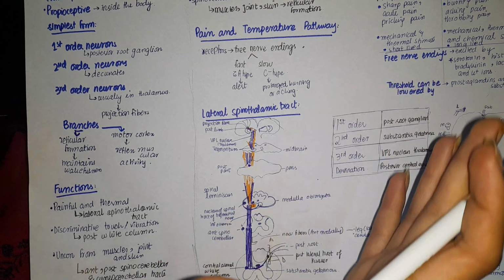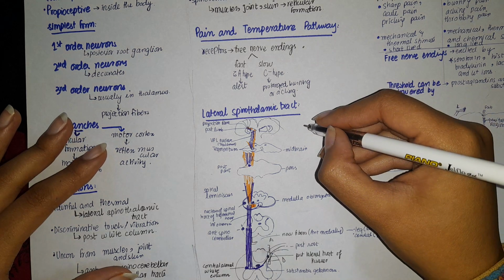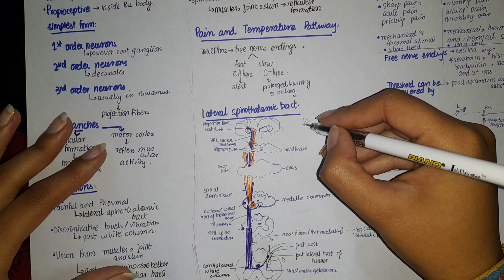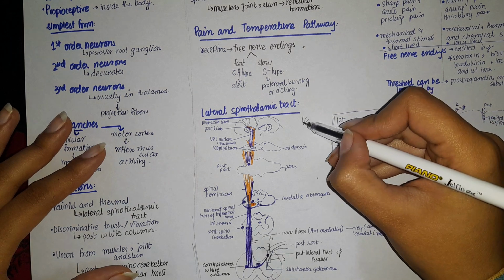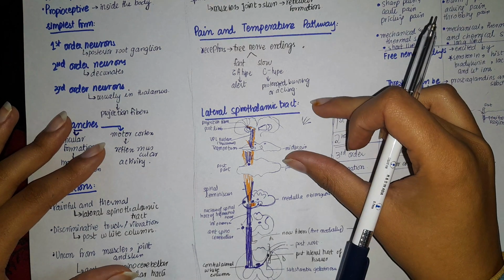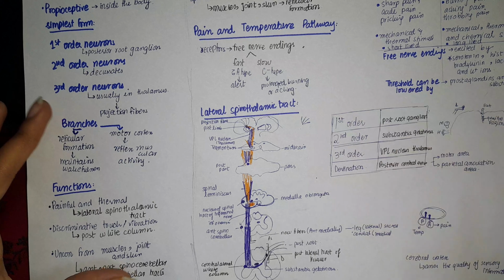Why is it corona radiata? It is because it's shaped like a crown, and a crown is above the head, so it is shaped like a crown and it is radiating. That is why these projection fibers are known as corona radiata.